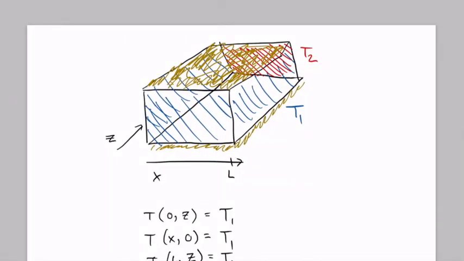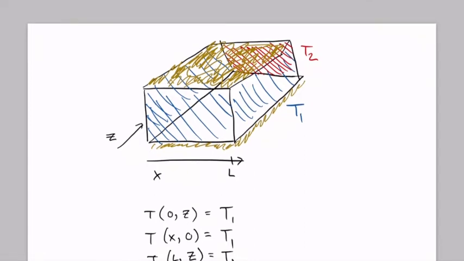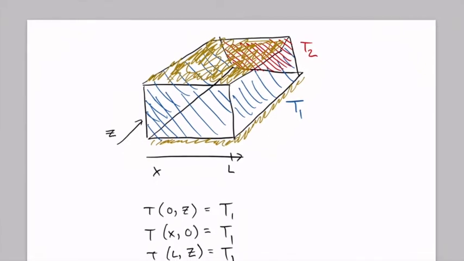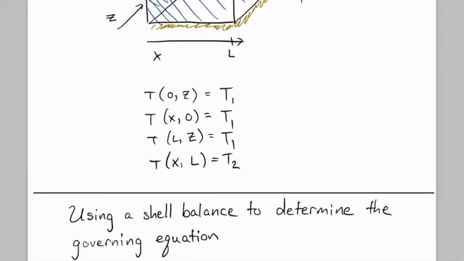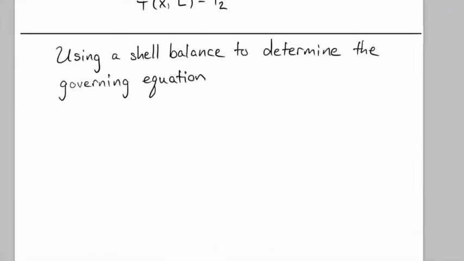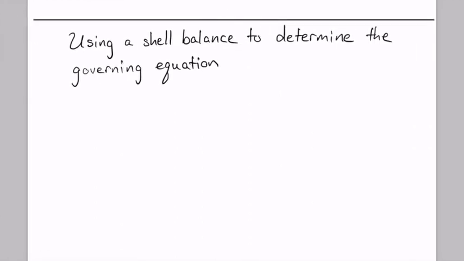Now we need to set the governing equation for the problem that we've just set up. And so one way of doing that is using a differential shell balance. So that's what I'm going to show here, because that's something we didn't have time to do in class. Okay, so heat is flowing in the x and z directions. And so that tells us we're going to need something that has infinitesimal directions in x and z. So this is going to be delta x, and that's going to be delta z.